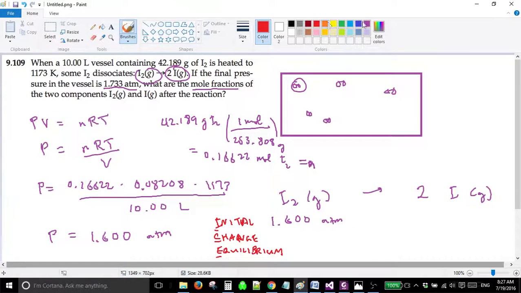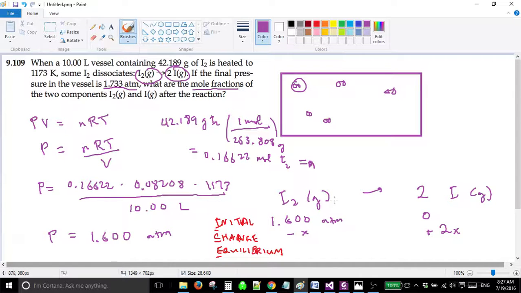So the initial conditions are that we have 1.600 atmospheres of molecular iodine and 0 atmospheres of atomic iodine, because those are the initial conditions before the reaction happened. Now, when the reaction happens, we lose a bit of this, and we produce a bit of this. But every time we produce this, we produce twice the amount of atomic iodine that we lost molecular iodine. And that's because there's a coefficient of 2 on the product, but a coefficient of the invisible 1 on the reactants. Now, how do we know that the reaction only went this way and didn't go backwards? Well, whether it went forwards or backwards doesn't really matter.